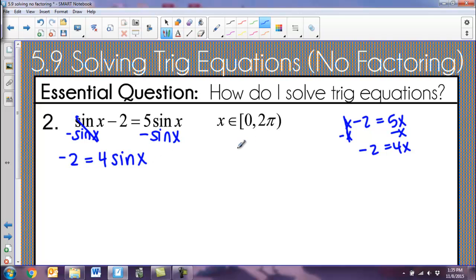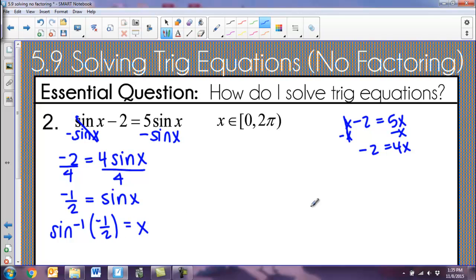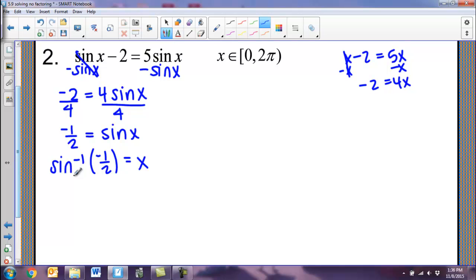And now I'm going to do what I did before, and try to get all the numbers away from my trig function. So I'm going to divide both sides by 4, and I get negative 1/2 equals sine x. Now this is just what we did a while ago, and I'm going to take the inverse sine of both sides, and then find all of my solutions here. Now if you look at what they gave me, they just said on the interval 0 to 2 pi. So we're just looking for specific answers. However, finding the general solution is going to help immensely here, because then I can just plug in until I find all my solutions.